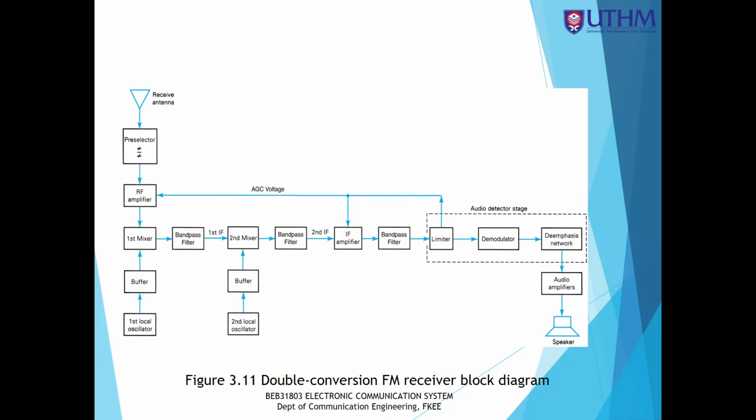let's go through again what we have learned last week. If you see from this picture, the antenna receives all the frequency band. The antenna receives FM frequencies between 88 megahertz until 108 megahertz. This frequency range is very big. 20 megahertz of bandwidth is very big, so we cannot process all of this together.